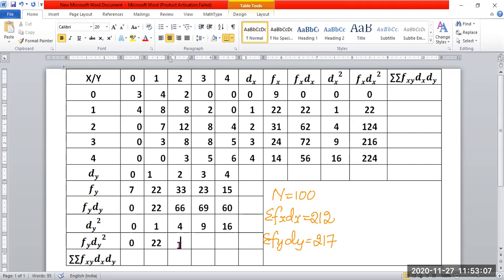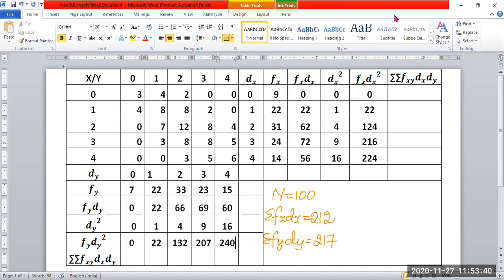33 into 4, 132. Next Fy dy square. 23 into 9, 207. Last one. Fy dy square. 15 into 16, 240. Okay, yeah. This one 9 into 0, 31 into 4, 24 into 9, 216. 15 into 16, 224. Yeah, correct.